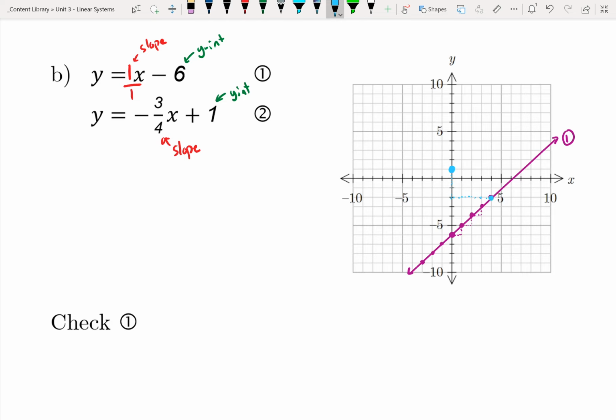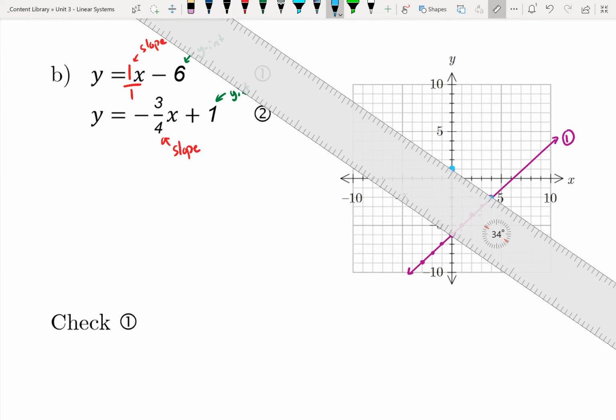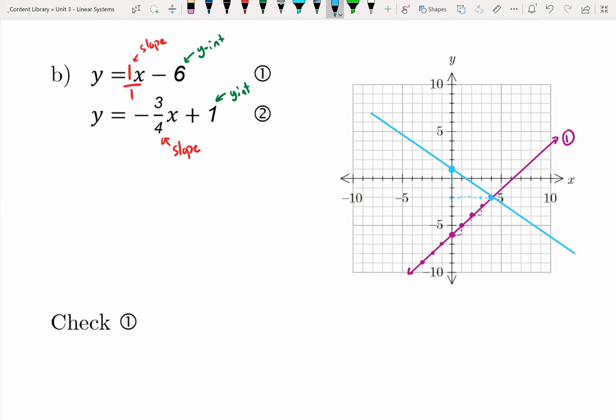So if I'm comfortable enough, I can use my ruler to connect those 2 points, and I have my second equation. Realistically, we're only concerned about where it crosses, which happens to be right at this point here in black. And the value of that point, or the coordinates, would be 4, -2. So that means that our point of intersection is 4, -2.